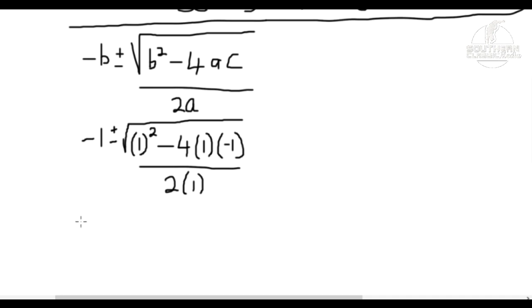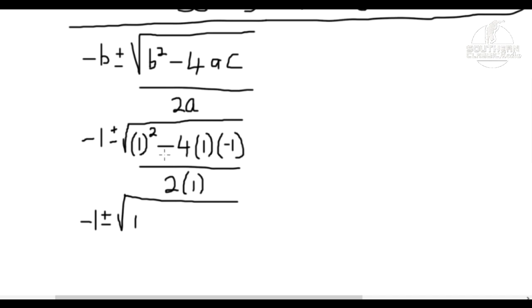Okay, so -1 plus minus square root of. So let's start with dealing with this. 1 to the power 2 simply means 1 times 1, which also just gives you 1. You might choose to multiply this, and remember, this is paper 2. Paper 2, you're allowed to use calculators.